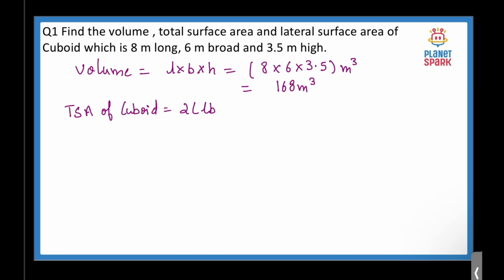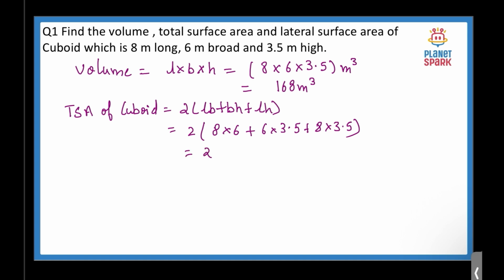Next is the total surface area of the cuboid, and the formula for total surface area of a cuboid is 2 into (LB plus BH plus LH), that is length into breadth plus breadth into height plus length into height. So in place of length, I'll put 8. In place of breadth, we will write 6. And in place of height, we are going to put 3.5. So this is the way we are going to get the answer.